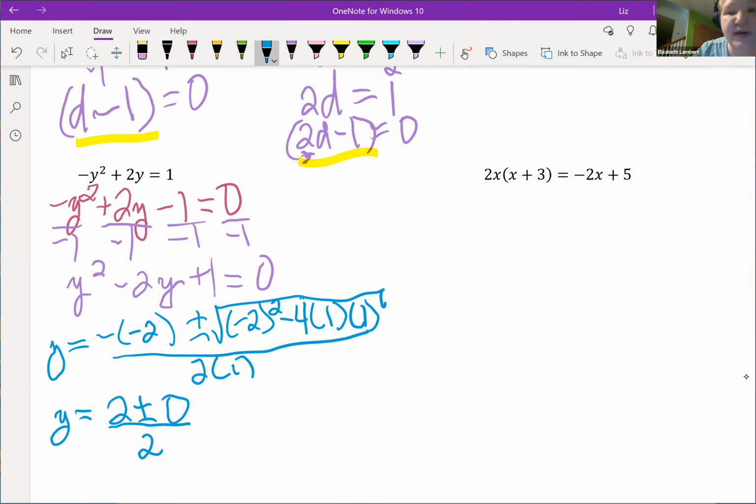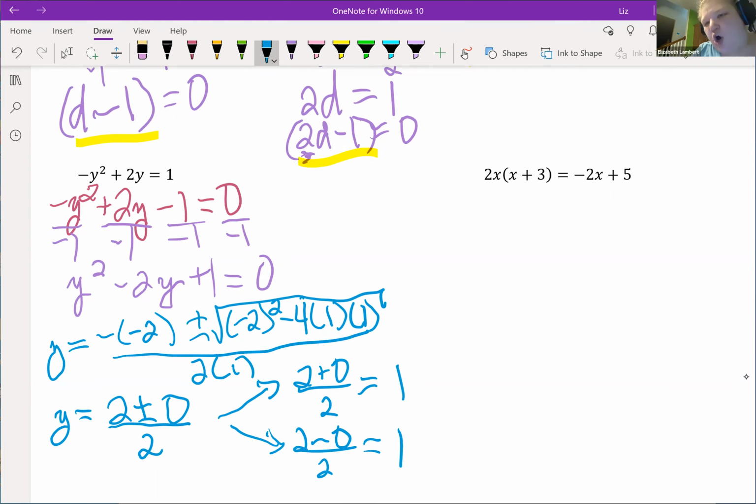So we get 2 plus 0 over 2, and we get 2 minus 0 over 2, both of which equal 1. So this is one of the reasons why we call it a double root: we got the same number from the 2 different answers that the quadratic formula produces.